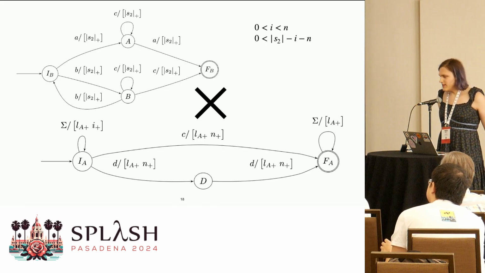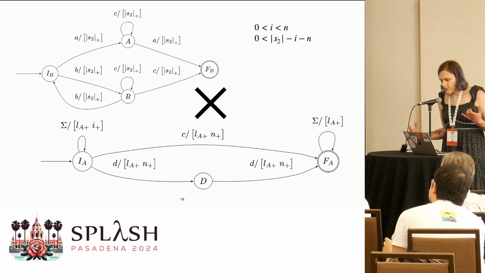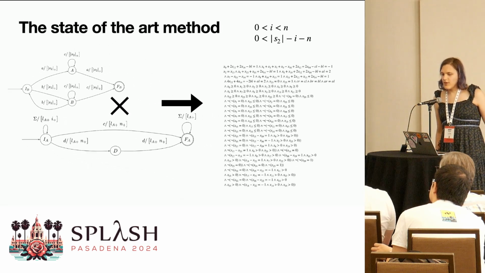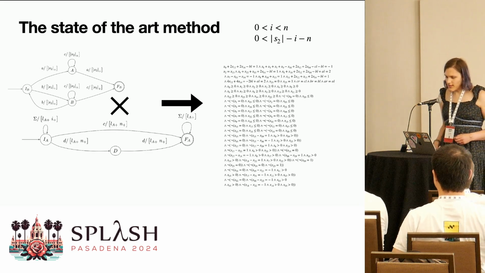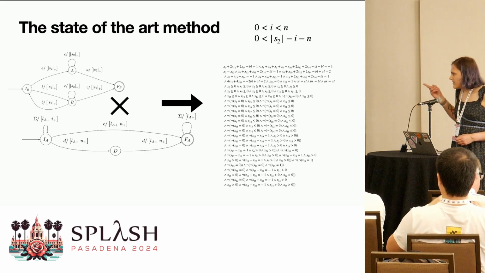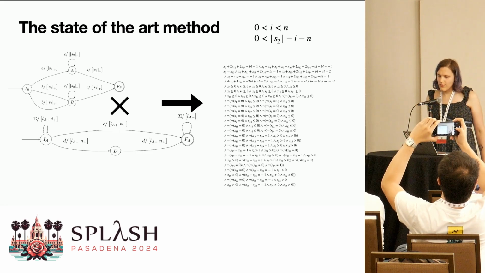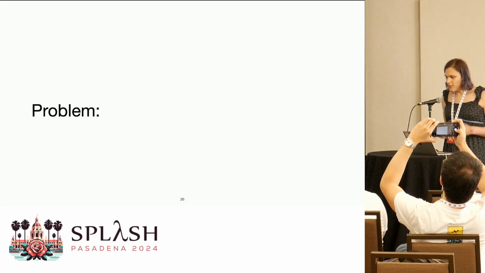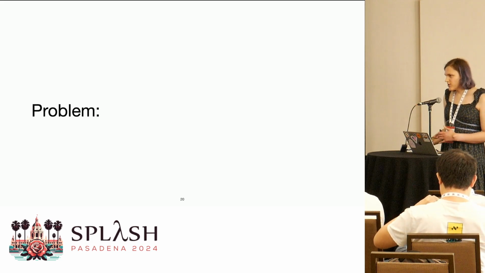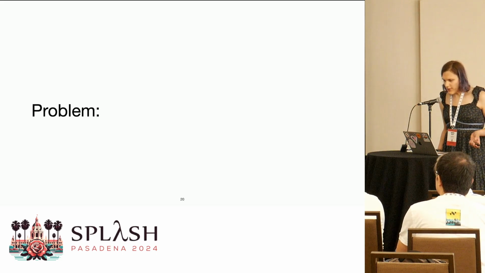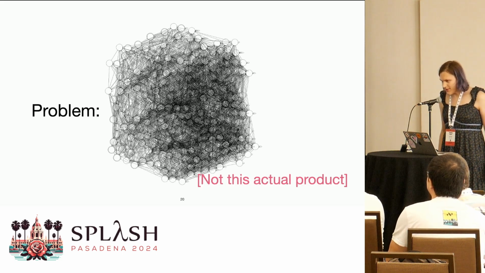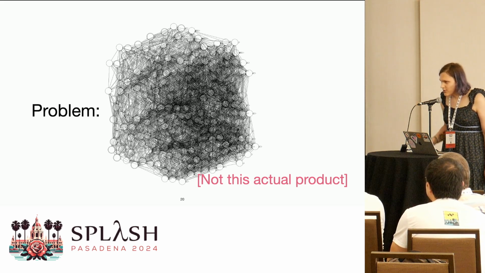So this will look like this. You have a product that you want to compute, and the previous state-of-the-art method is to take this, run it through a bunch of encodings, get a bunch of these nice formulas on the right. But the problem is that in order to do this, you first need to compute the product of the automata and then do the translation. When you do that, you have exponential blow-up. That's bad. This is a real automata, but it's not this one.